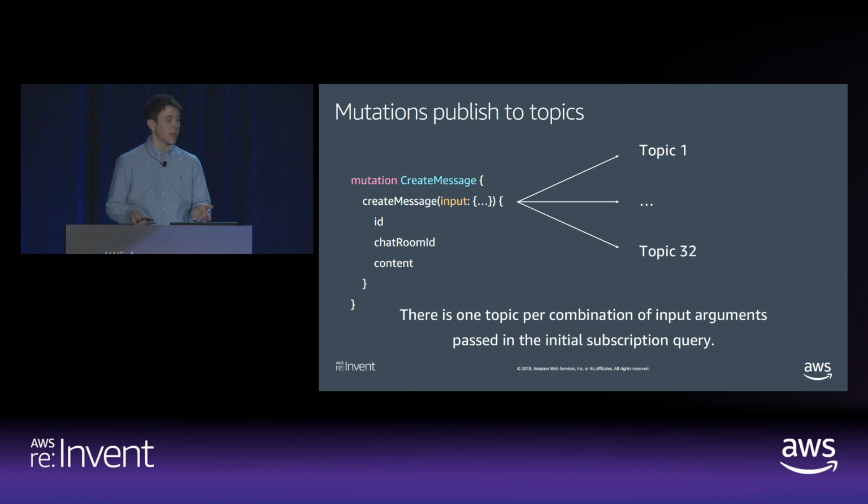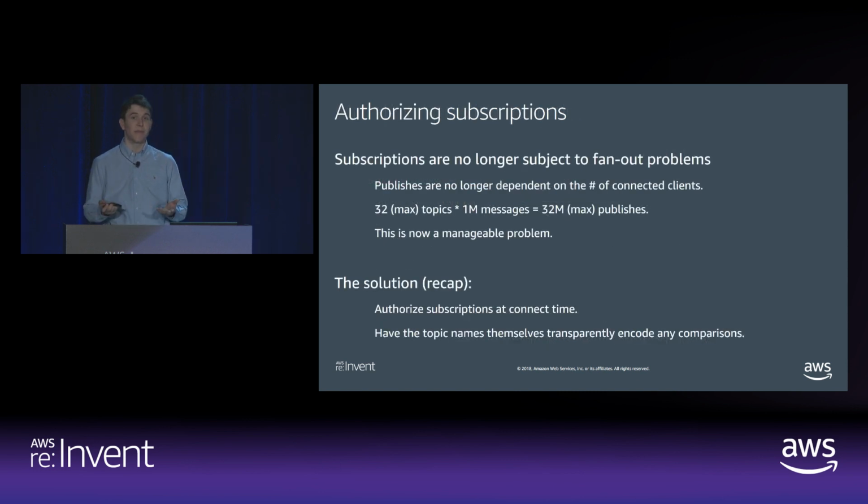Now this is pretty neat because what it does is it essentially makes it so that our subscriptions are no longer dependent upon the number of connected clients. Our subscription publishes are dependent upon the number of arguments that you pass into your subscription field. If you only have 1, then it's only going to be potentially passing to 1.